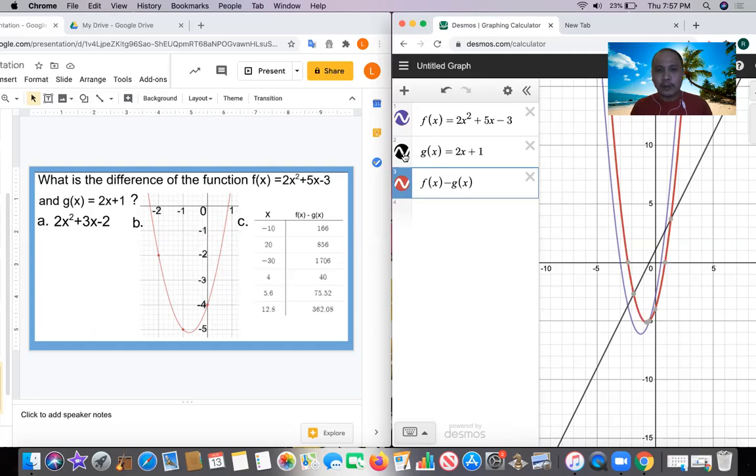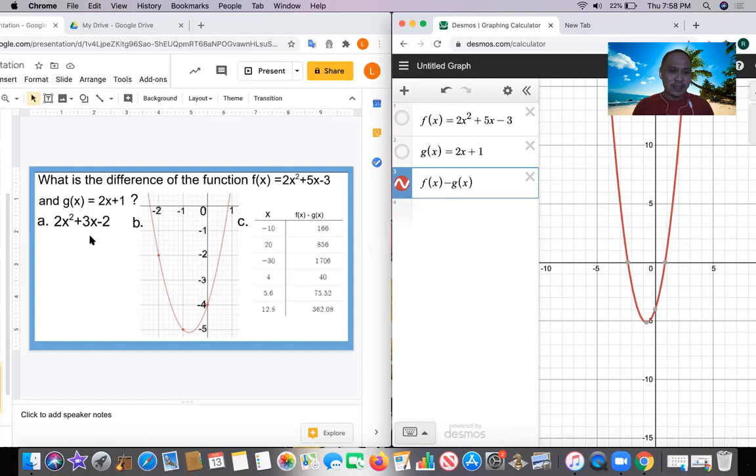We'll try to hide this original question, and this is now the difference. This graph is now the difference of these two functions. You are just subtracting. Now, Mr. G, I did not see the expression there.